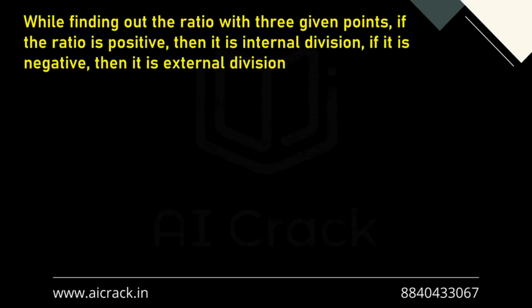Now the interesting thing is, while finding out the ratio with the three given points, if the ratio is positive, then it is internal division. If it is negative, then it is external division. So let's say we have given 2 points. This is A, this is B. Now we have some unknown point. It can be either over here, or over here. Then how to find out if it's an internal division or an external division? So basically we'll do the calculations, and if the ratio comes out to be positive, then it means an internal division. If the ratio comes out to be negative, it means an external division.